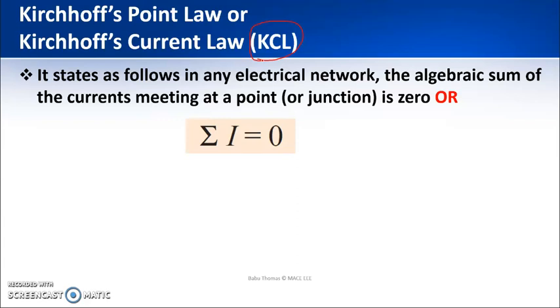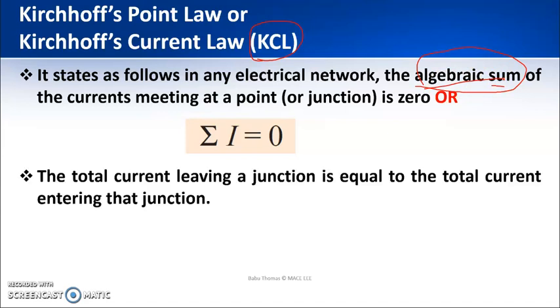So here we can say that it is not a simple sum, it is an algebraic sum. So it depends upon the direction in which the current is flowing. So always mention that Kirchhoff's current law states that the algebraic sum, the importance is the algebraic sum, of the currents meeting at a point or junction is 0. Or in a simple way, I can say that the total current leaving a junction is equal to the total current entering that junction. So you can just imagine A is nothing but a junction.